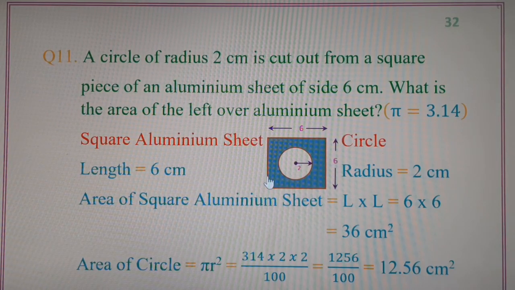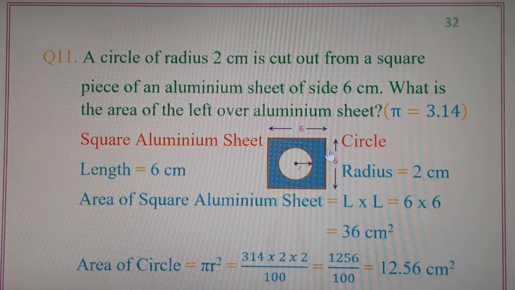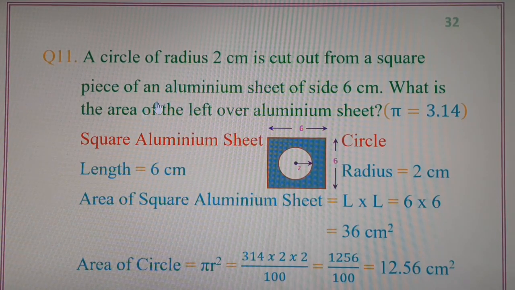And what is the length of the square aluminum sheet? The length is 6 cm. So in the diagram, the length is given 6 cm, and the breadth is also 6 cm because this is a square shape. So let us read the question further.